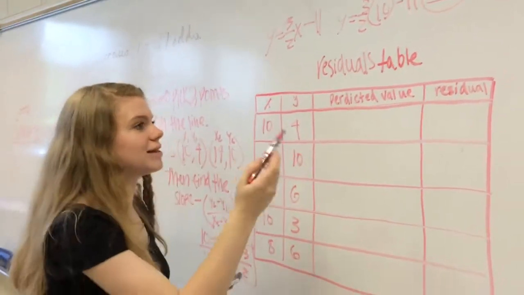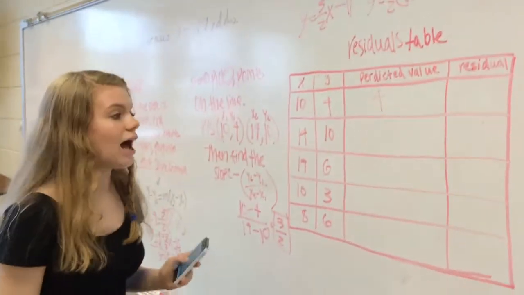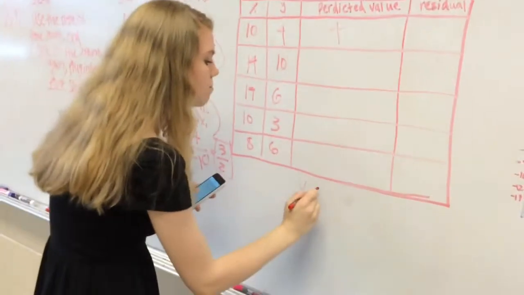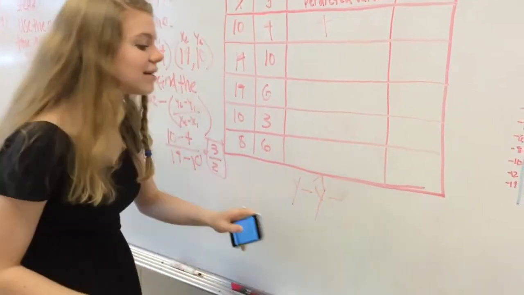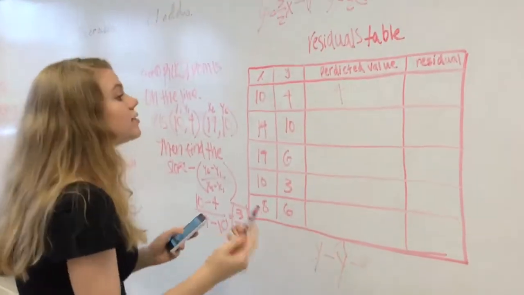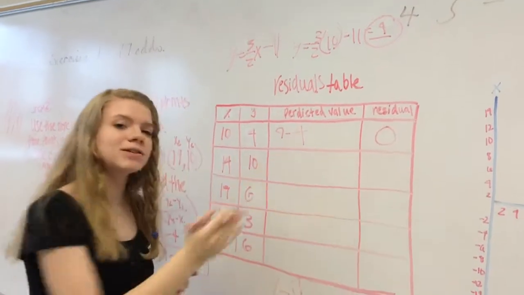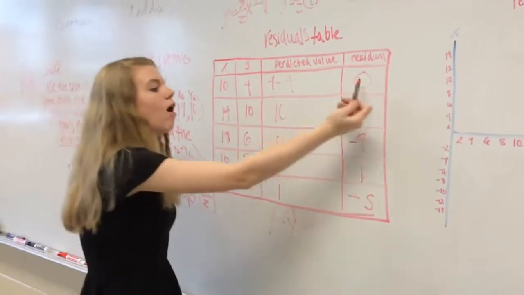Now that we have found our predicted value, which is 4, what we're going to do is find our residual. How you find the residual is y minus y hat, where y hat is the predicted value and y is the original y value. So we're going to do 4 minus 4, which equals 0. That's our residual. Finally, we have found all of our residuals.